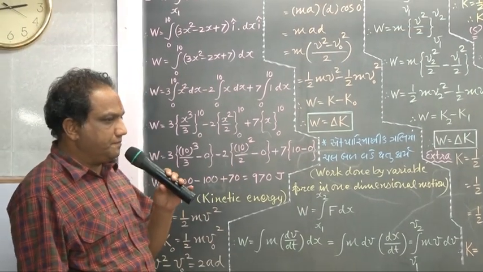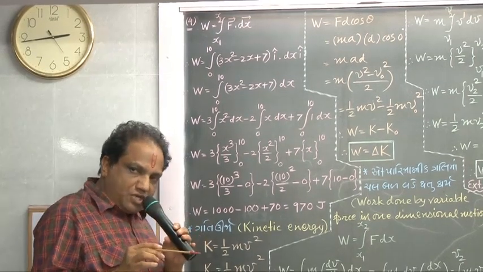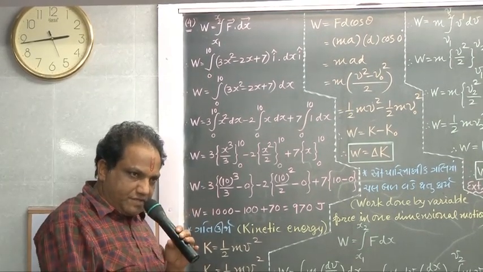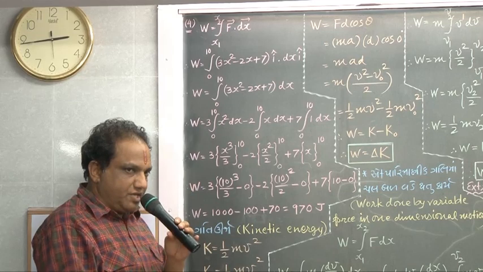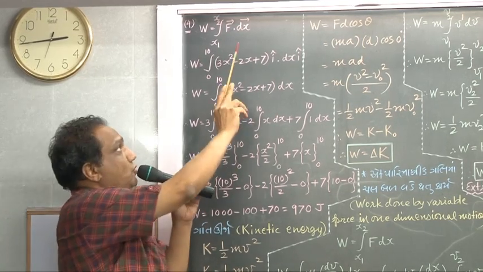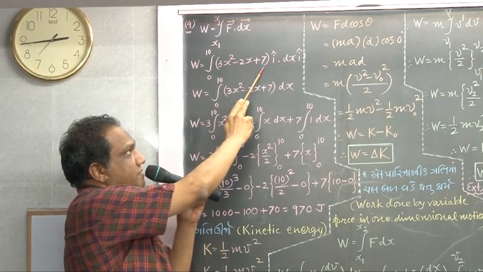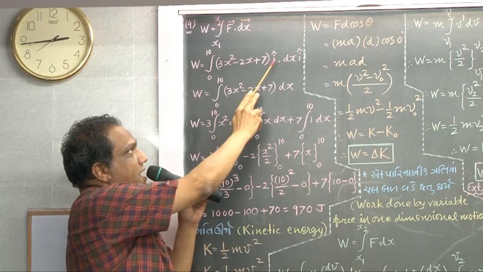Look. One body performs motion along x-axis. Force exerted on that body is a variable force given to you as 3x square minus 2x plus 7.